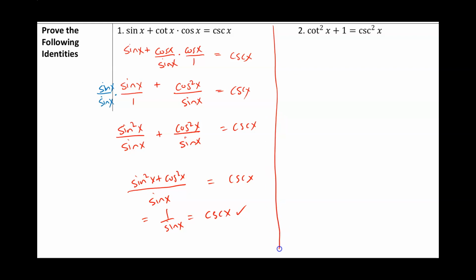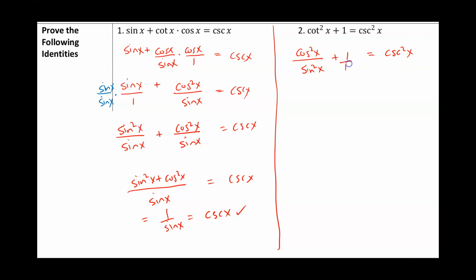So for a lot of these, it's a matter of taking the tangent, cotangent, rewriting it, multiplying, getting a common denominator, and going from there. Let's take a look at the next one. We got cotangent squared of x plus 1. So we know that cotangent is cos x over sine x, but because it's squared, this is going to be cosine squared of x over sine squared of x plus 1. And we want to show this equals cosecant squared of x.